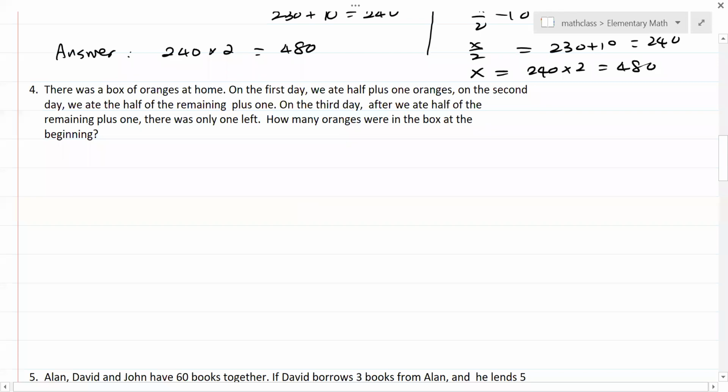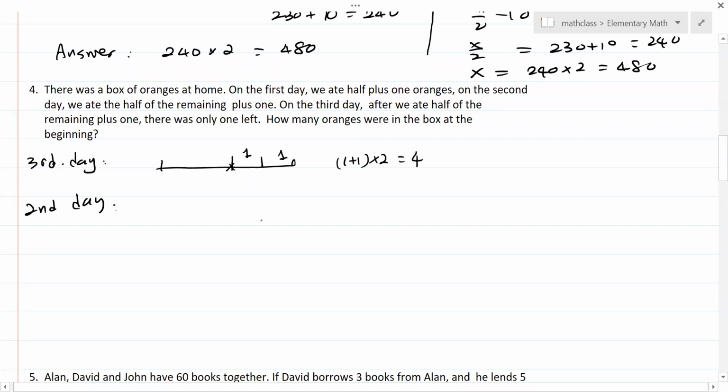maybe it's hard to draw the whole line. So let's start with the last day, the third day, and go backward. On the third day, we see that only 1 is left. So let me draw this short line. Only 1 left, after we ate half, then 1 more. So this is what is left, and here we add 1. So the total, clearly, is 4. Actually what we're doing here is 1 plus 1 times 2, that's 4. That's 4 oranges left from the second day.